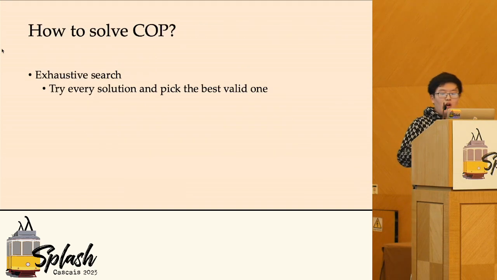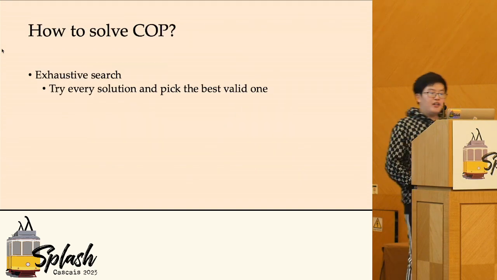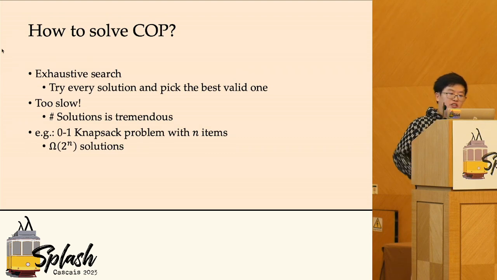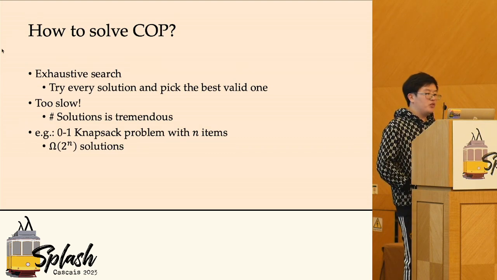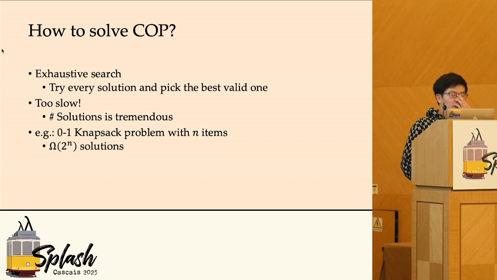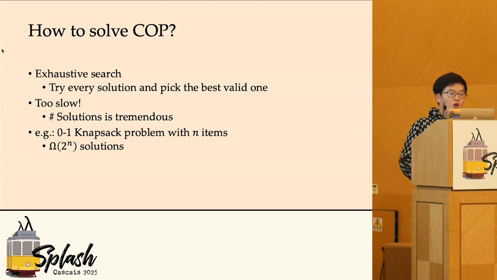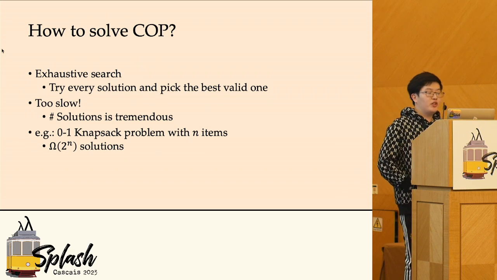So how to solve COPs? Maybe the first idea that comes into our mind is to apply exhaustive search, where we just try every solution and pick the best valid one. However, this is obviously too slow because the number of solutions is always tremendous. For example, let's consider the knapsack problem with n items. There would be 2 to the n solutions, which is exponentially large.